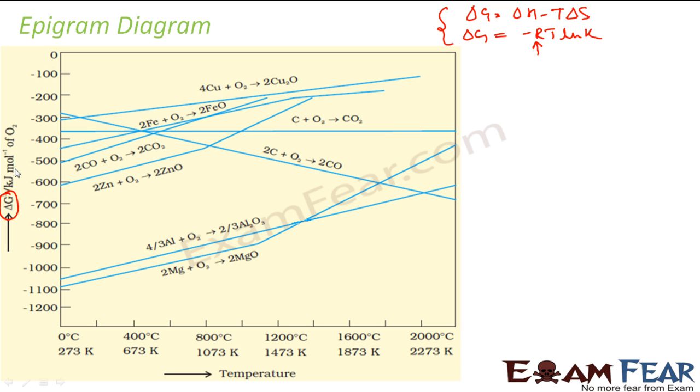It helps us choose the reducing agent for the reduction of oxides. Please note, in all these reactions we are talking about oxide reduction. So copper plus oxygen becomes copper oxide. All these are oxidation reactions. Please note, this whole diagram has all oxidation reactions.